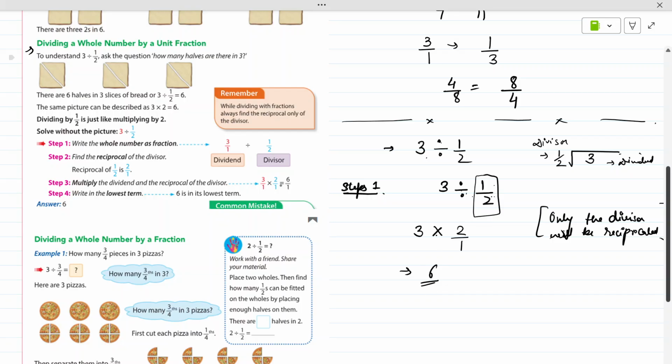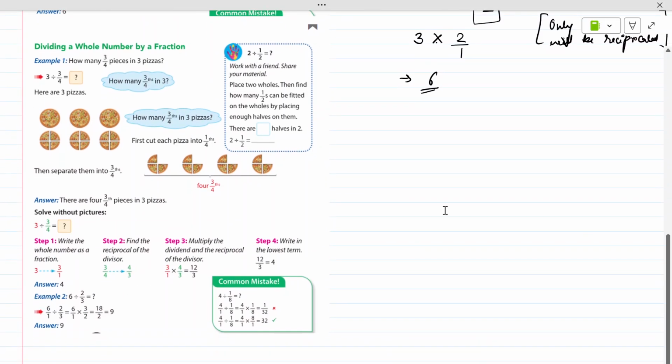And if you see here also, the same process has been told. Okay. So now kids, we are also given one example here. In this case, we have 3 pizzas and we have to find out how many 3/4 are there in 3.